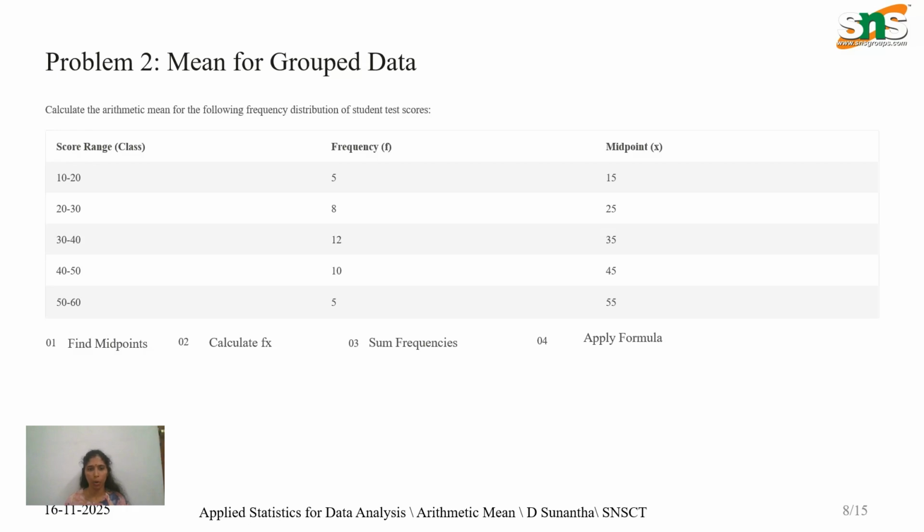Next, we are going to calculate what is fx. To find fx, we have to multiply the frequency f with the midpoint value x. So 5 into 15, 8 into 25, 12 into 35, 10 into 45, 5 into 55. Next, we have to find the sum of the frequencies, which is summation f: 5 plus 8 plus 12 plus 10 plus 5. Next, we have to apply the formula summation fx divided by summation f. So adding the fx and dividing by summation f, we get the final answer for this problem.